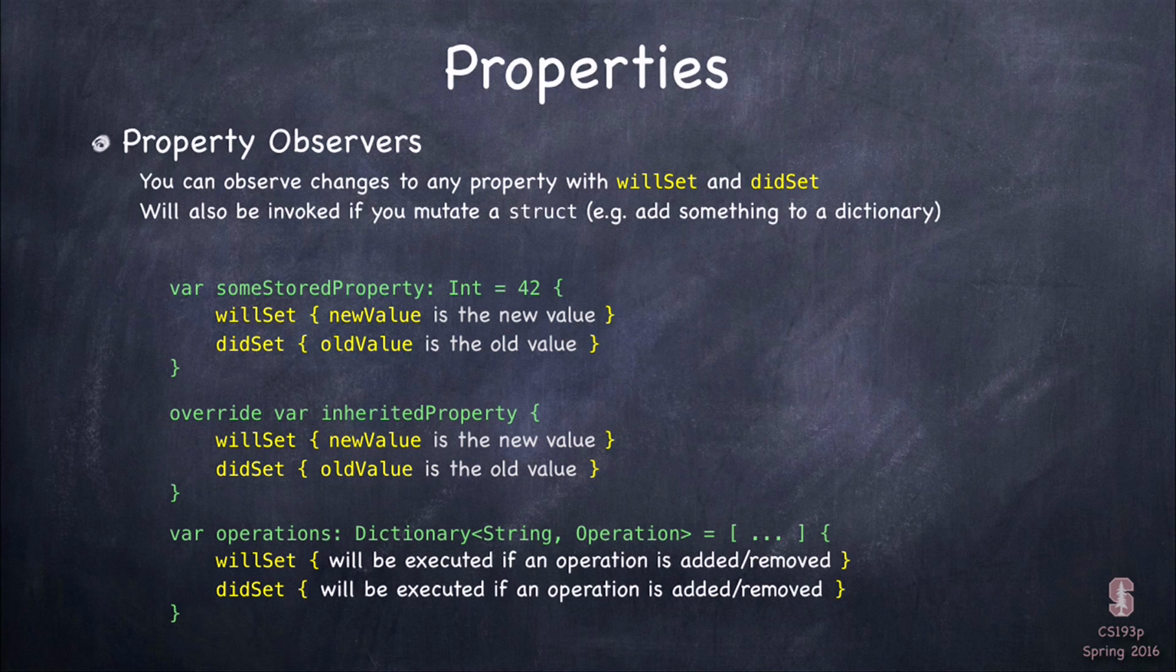That's not true if it's a reference type. If this property is a class and you change the class somehow, it can't detect that, so it doesn't do willSet and didSet. You'd have to change the pointer itself. All right?